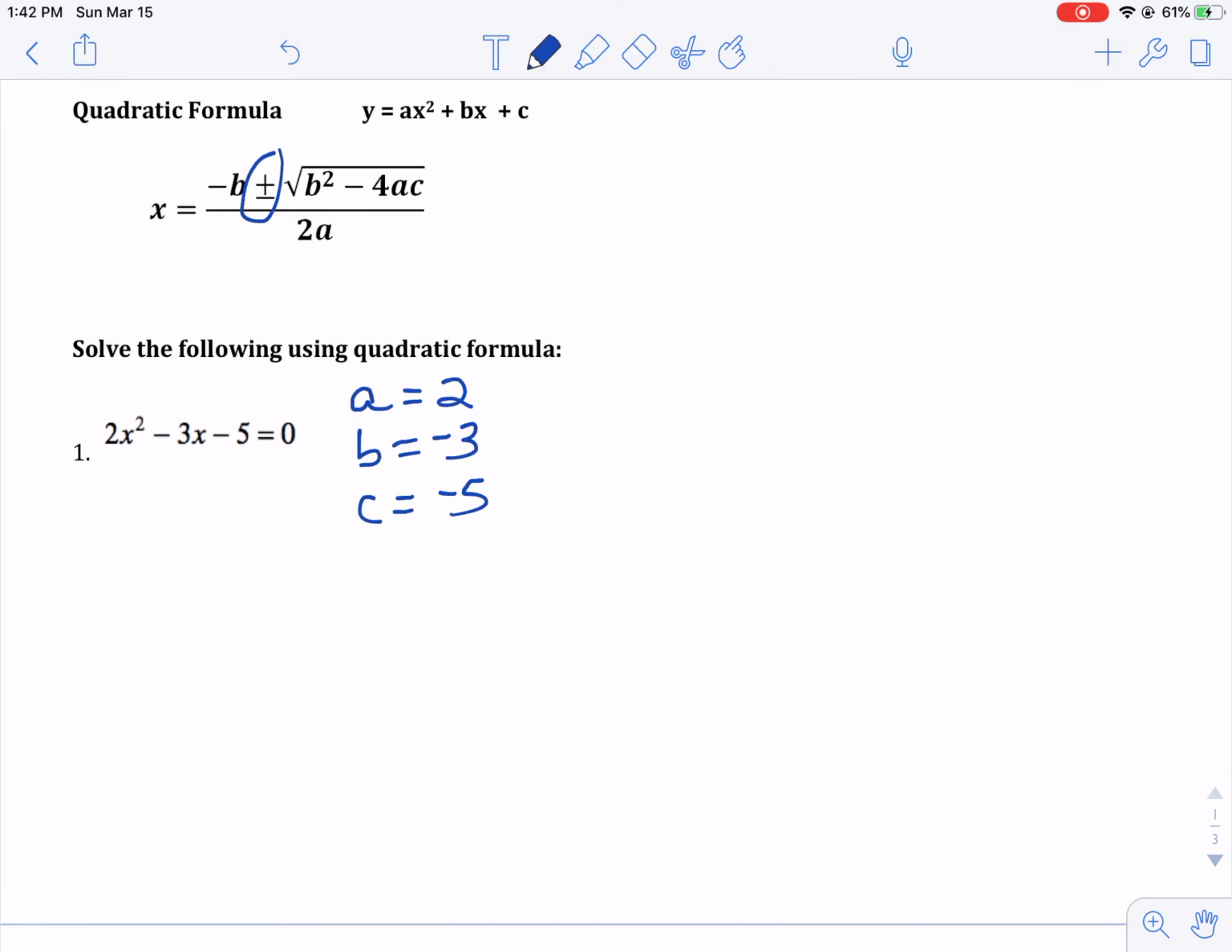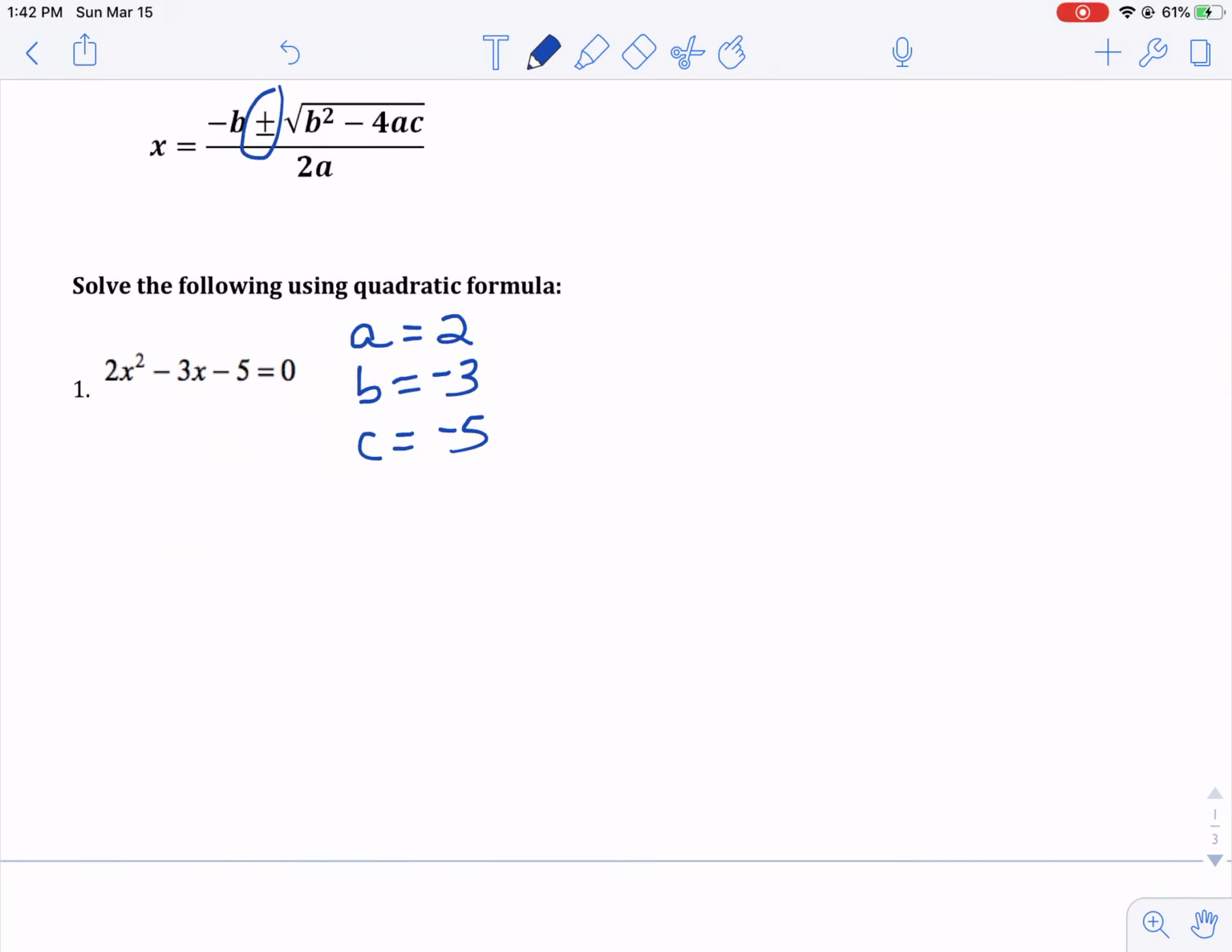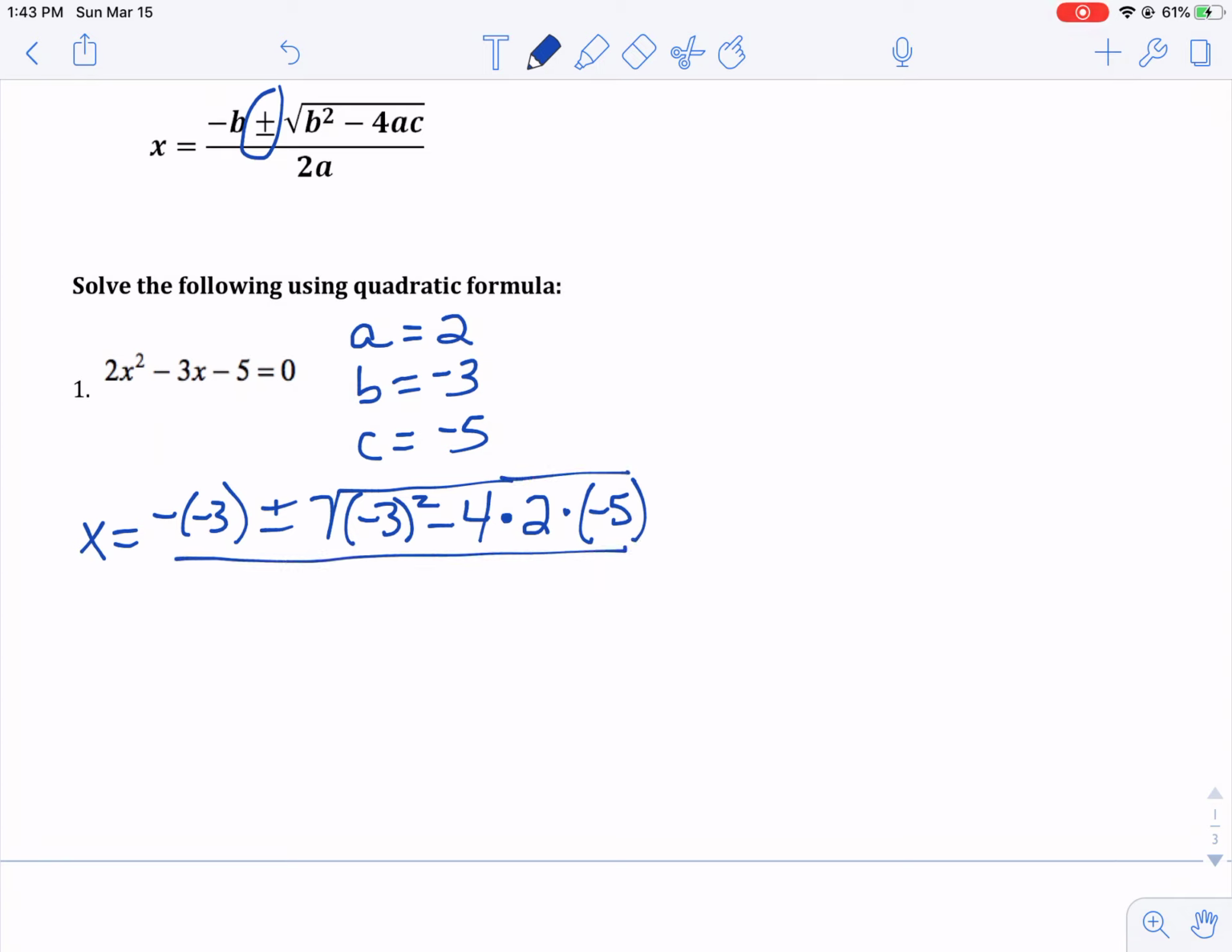Remember, when you plug negative numbers into a formula, you need to hug them into parentheses. So here we go. X equals negative, and then the b. Well, the b is negative 3. I'll clean it up in a minute, don't worry. Plus or minus square root. Again, the b's negative, hug it, square it, so negative 3 in parentheses squared. Minus 4 times the a, which is 2, times the c, hug the negative 5, all over 2 times the a, which is 2. So all I did was substitute the values in, remembering, most importantly, to hug those negatives.